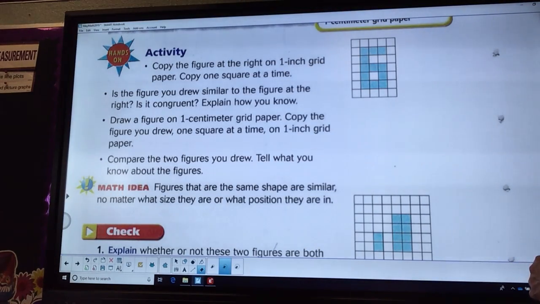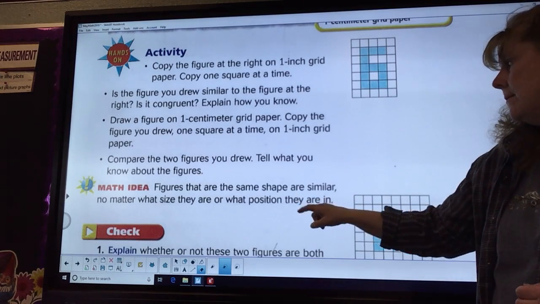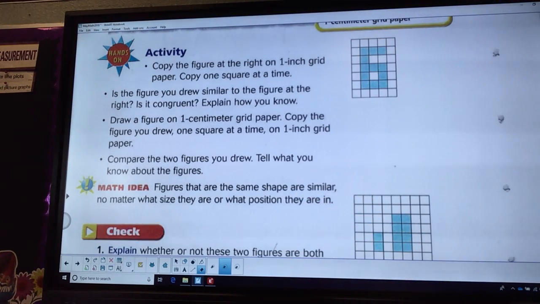And we know that those are not congruent. Those are also similar because one's bigger than the other. Figures that are the same shape are similar, no matter what size they are or what position they are in.